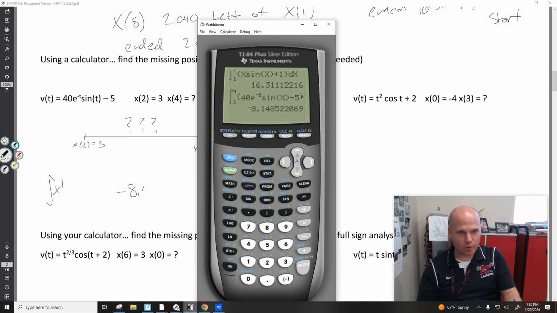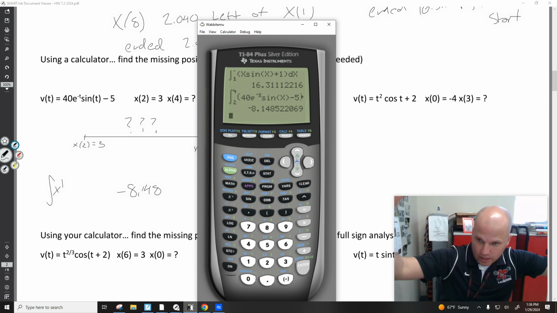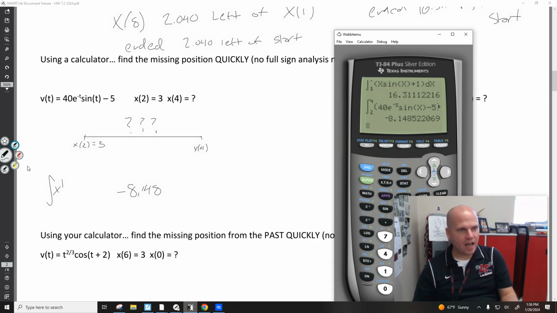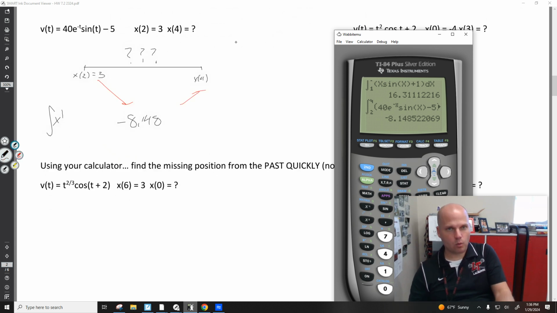Minus 8.148. I don't know what all goes into that, how much I go right to the left. I could look into that if I wanted to, but I'm not going to. If I wanted to find my finishing position quickly, I have my starting position, I know my overall displacement, and I have my ending. This is where we write down the work.